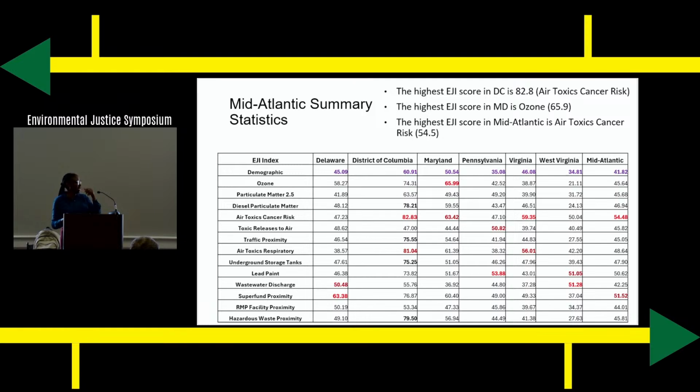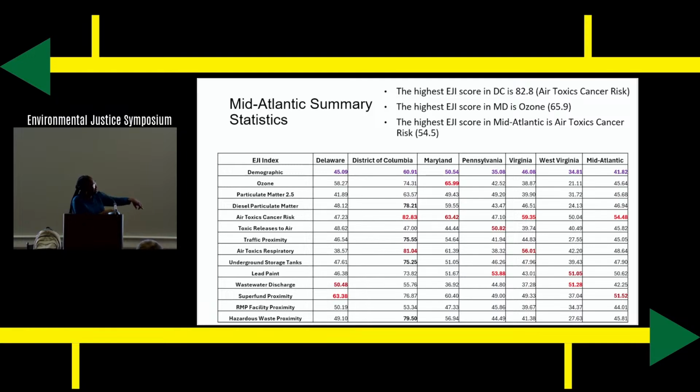So we decided to create statistics from the EPA EJSCREEN and look at the statistics for the Mid-Atlantic region. We want to look at what exactly is happening in the Mid-Atlantic region. For each of the indicators, the highest EJ score for air toxics cancer risk is in DC, which is 82.8. The highest EJ score for ozone is in Maryland, 65.9.